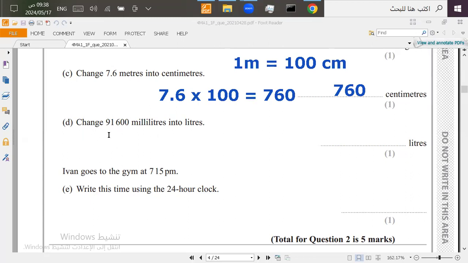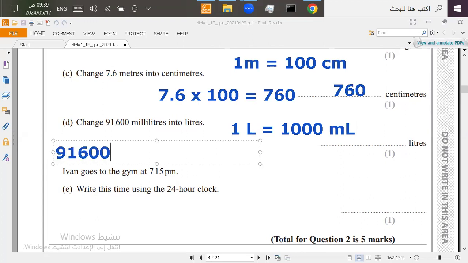Question D. Change 91,600 milliliters into liters. Now, in the first question, we turned a bigger unit into a smaller one. When you turn a bigger unit into a smaller unit, you multiply. But when you're doing the opposite, like here, you're going to divide. So we know that 1 liter, let's write it here, 1 liter equals 1,000 milliliters, like this. So the answer will be divided by 1,000. It means we're going to divide this by 1,000. So we're going to say 91,600 divided by 1,000.